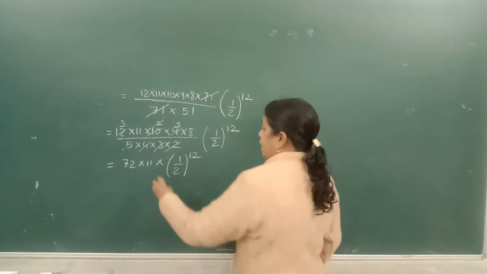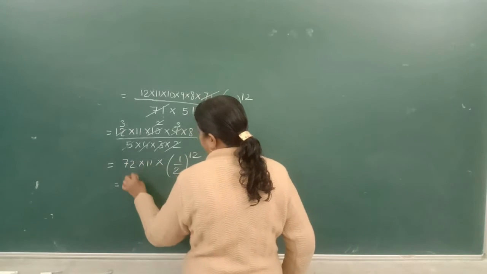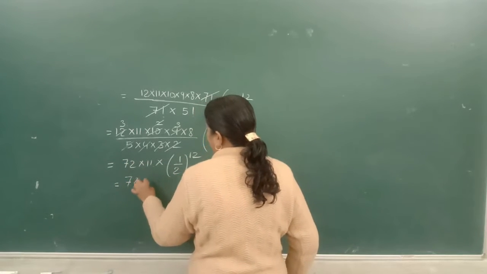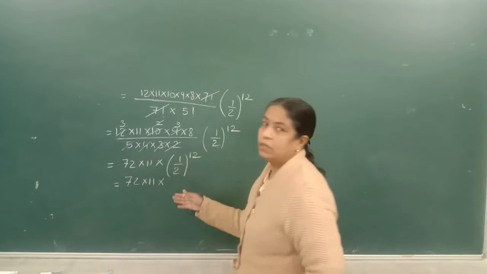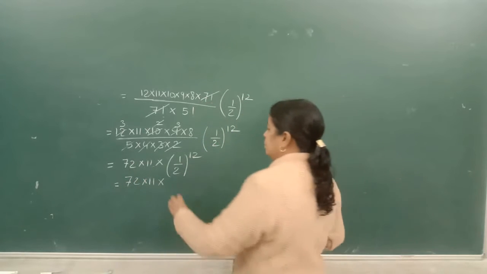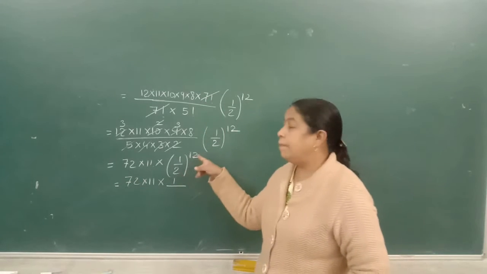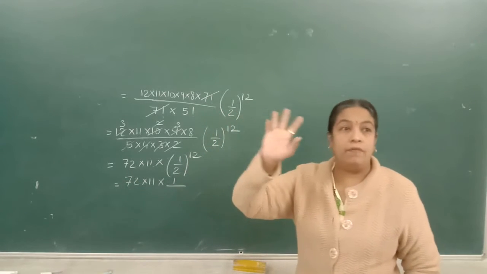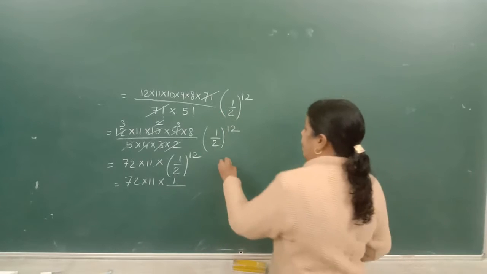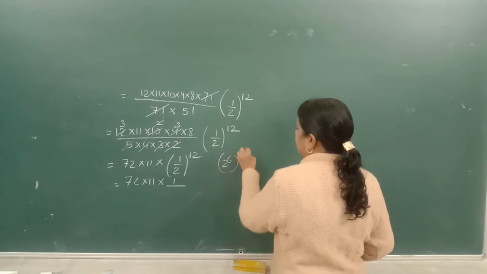Now you can multiply this. 72 into 11, and you keep the denominator as it is. Maybe somewhere here you will get a cancellation. 1 upon 1 to the power 12 is 1. 2 to the power 12, you have to work out 2 to the power 12. You can write it like this: 2 to the power 6, the whole square.